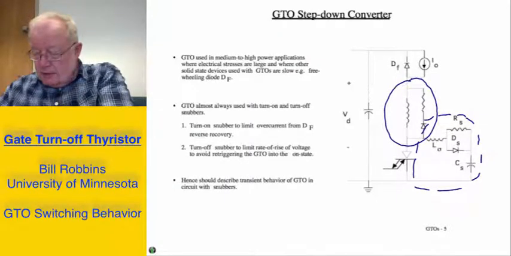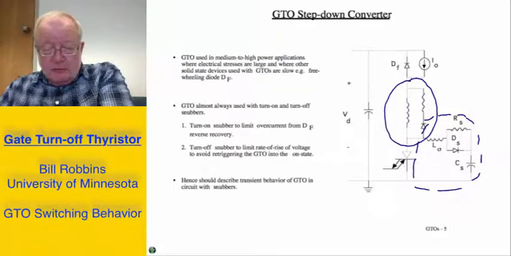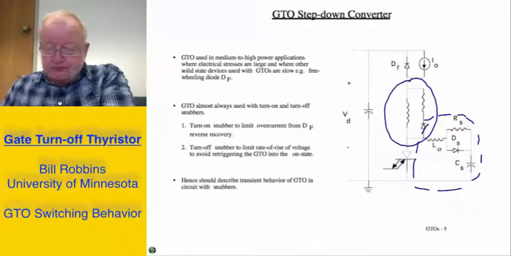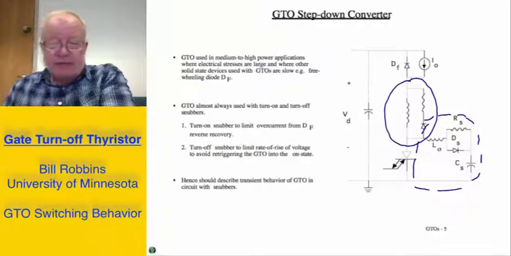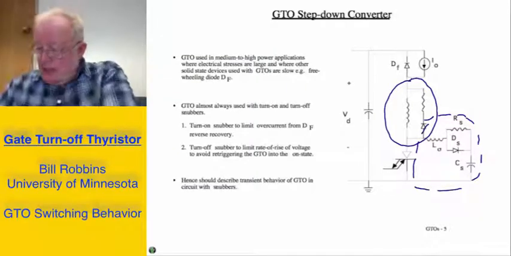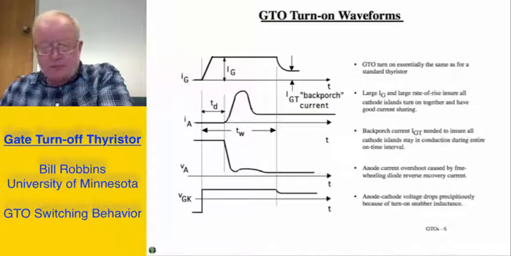I'm including a little bit of stray inductance as part of the turn-off snubber because inevitably there is going to be some. And so we'll attempt to describe the turn-on and turn-off waveforms in the presence of these snubbers. First, I'll look at the turn-on waveforms.